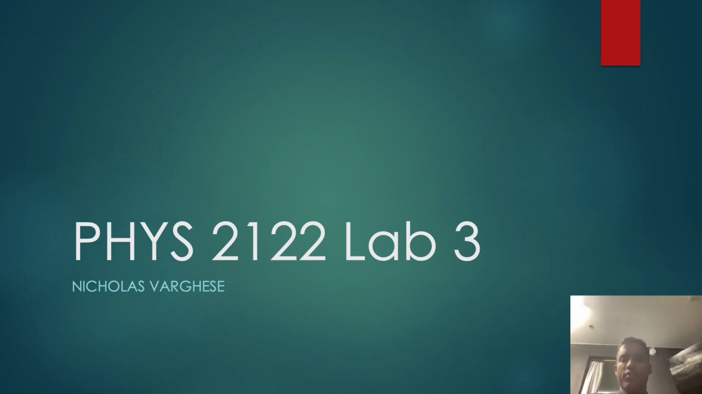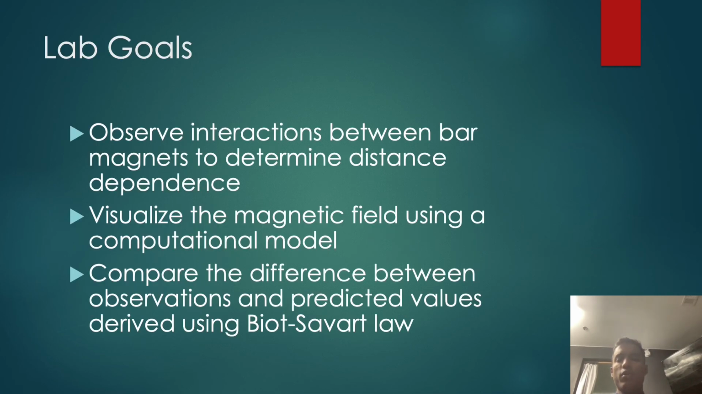Hi, my name is Nicholas Varghese, and today I'll be presenting my Physics 2 Lab 3 covering bar magnets and the interactions they experience. The primary goal of Lab 3 was to observe and measure the magnetic field of our bar magnet. In this lab, we specifically looked at the distance dependence of a bar magnet's magnetic field, and how the numbers differed from our observed values and our calculated values.